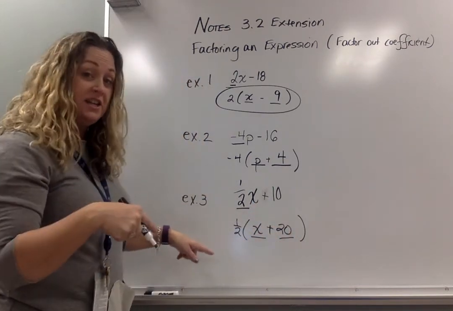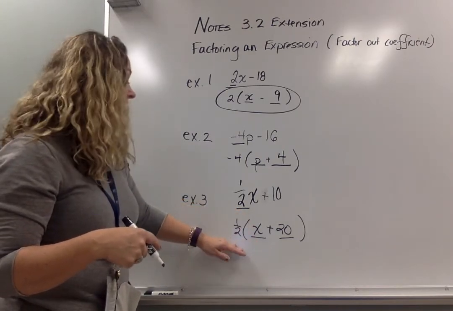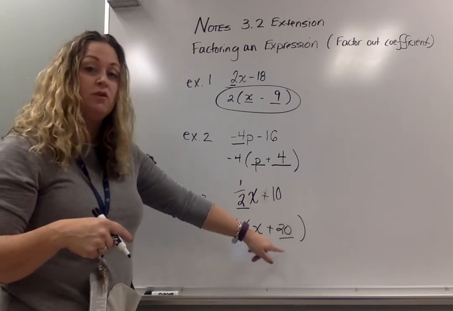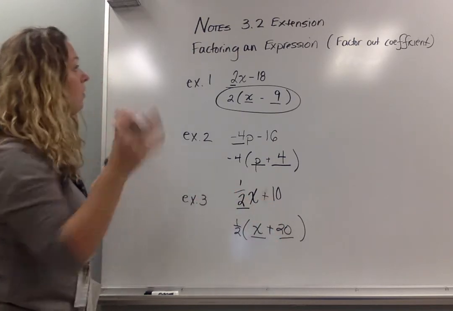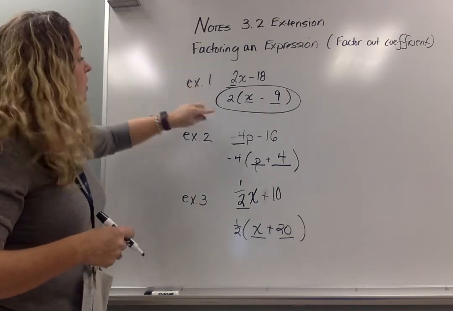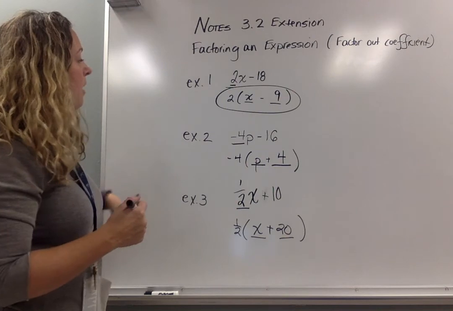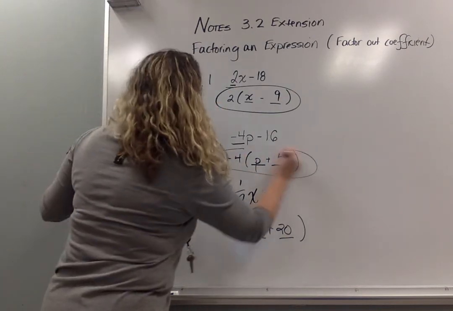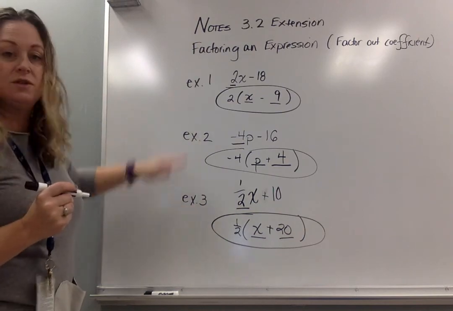If you were to go ahead and check it, half of x is half x. Half of 20 is 10. If you wrote 5 here, half of 5 would be 2.5, not your 10. So, factoring an expression, you take out the coefficient, and then you work backwards through the distributive property. So here, you've just factored out a coefficient in these 3 examples.